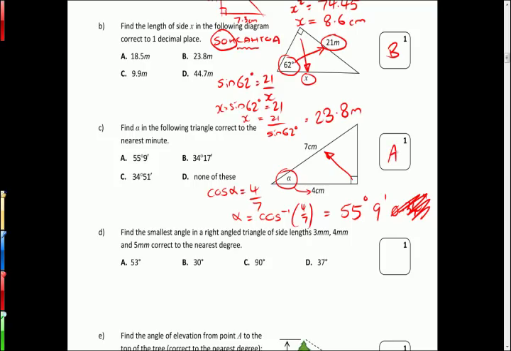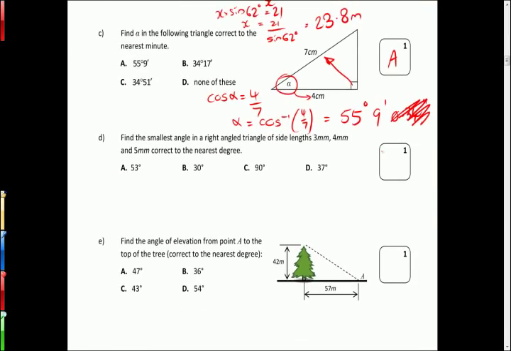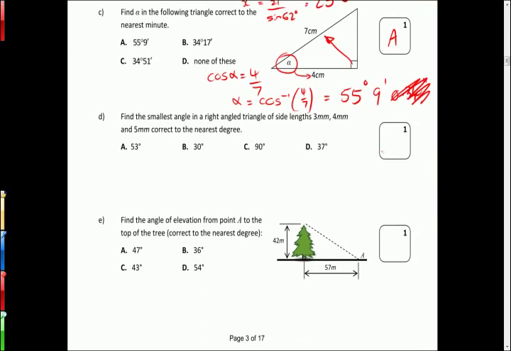A. Find the smallest angle in a right angle triangle of side lengths 3, 4, and 5 millimeters, correct to the nearest degree.